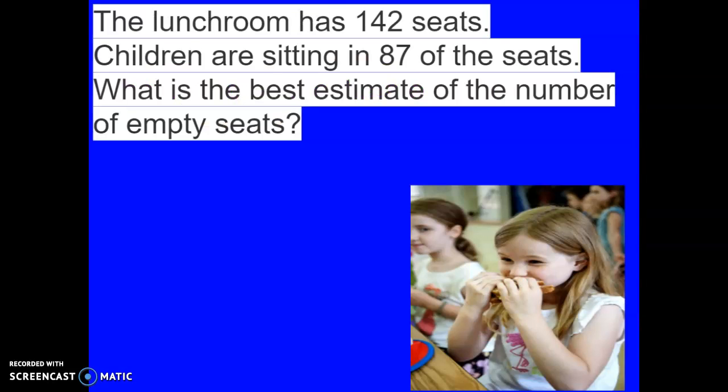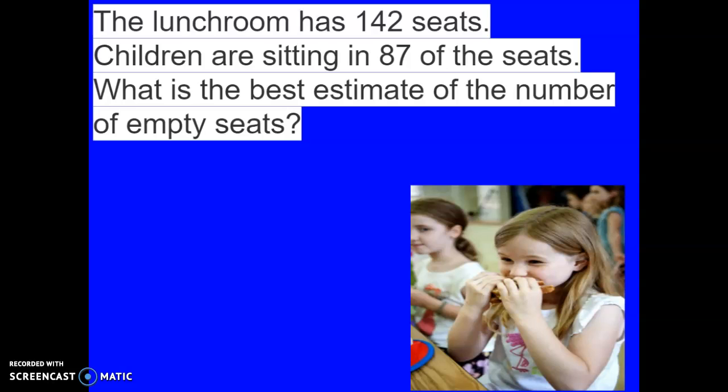So we're going to jump right in with our first problem. The problem says that the lunchroom has 142 seats. Children are sitting at 87 of the seats. What is the best estimate of the number of empty seats? So it's asking for the best estimate. Now remember, we've talked about what gives us the best estimate.